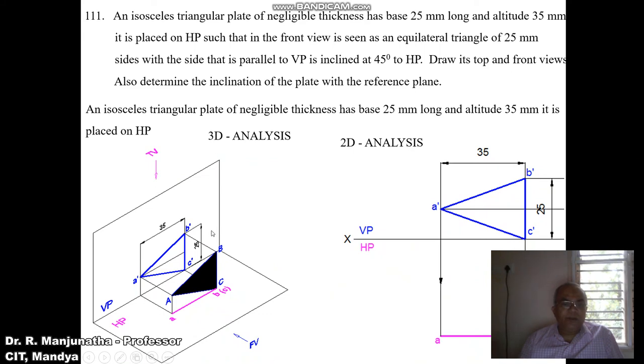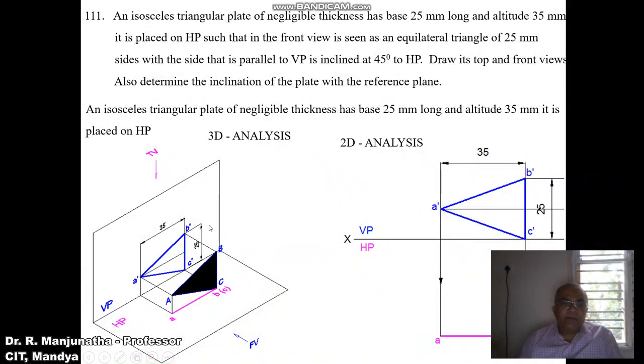And when you look from the top view, since the plate is perpendicular to HP, in HP we can see that it will be a line. So this is the initial position of the isosceles triangular plate. We can see here the 25 mm base. It is resting on C dash on HP, with the base 25 mm and the altitude 35 mm, such that the surface is parallel to VP. That is the reason why in VP you are getting the true shape, and it is perpendicular to HP, so that is the reason why you are getting a line in the top view.